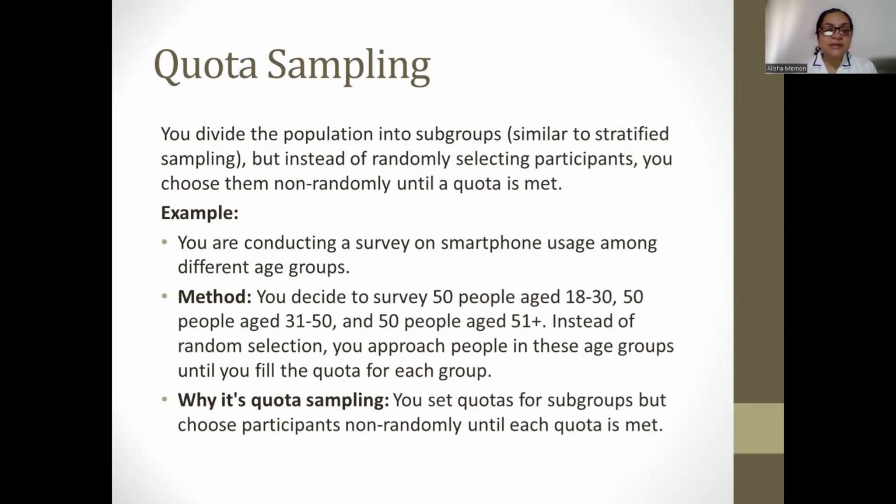I will not do random selection. I will recruit samples as and when I have access to them, or as and when they are available to me, until I finish 50 samples for each age group. That is the main difference between quota and stratified sampling. Here we do not have random selection. So this is known as quota sampling.